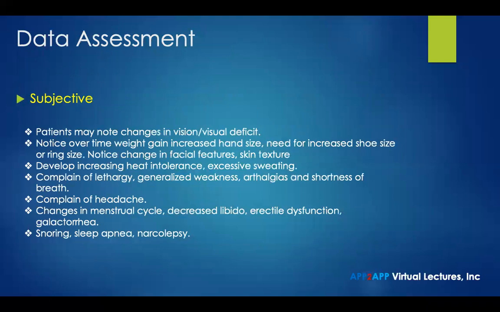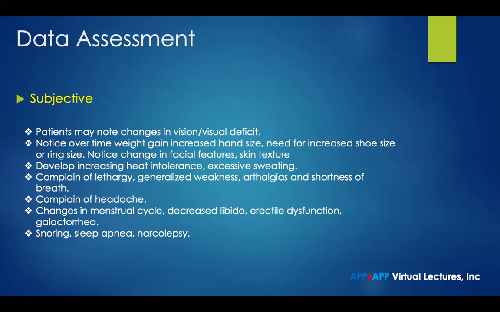Subjective findings: patients may note changes in vision and visual deficit, and in those patients, you want to quickly rule out any evidence of pituitary neoplasia that could be potentially causing their visual deficits. There's also an observation over time where the patient complains of weight gain, increased hand size, a need for increased shoe size or ring size. And they will also begin to notice a change in their facial features, skin texture.